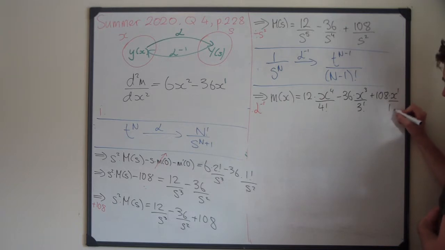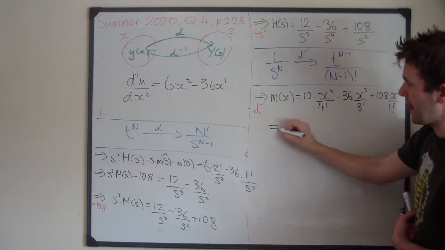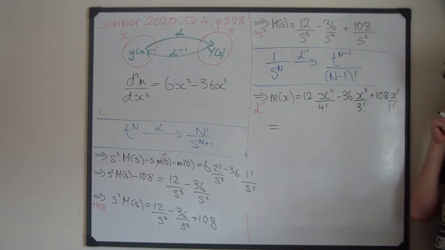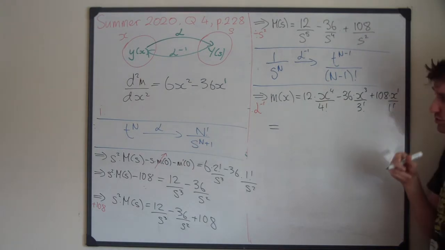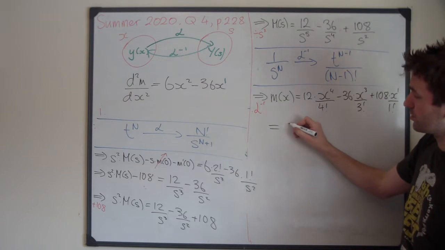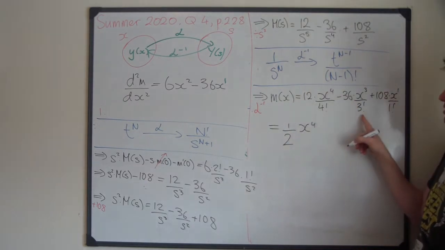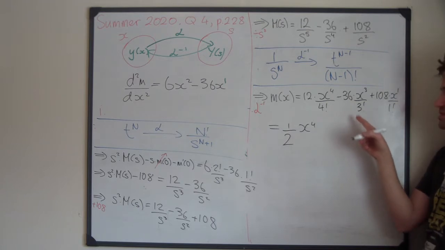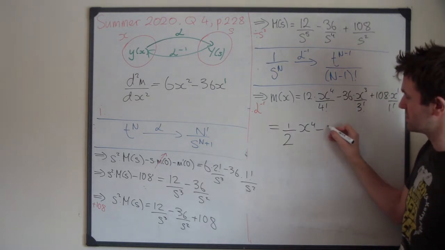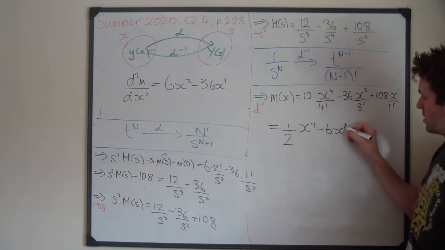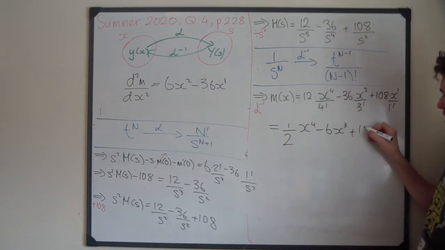And then we tidy this up. 4 factorial is 4 by 3 by 2 by 1, you can get it on the calculator, but it's 24. 12 over 24 is a half. 3 factorial is 3 by 2 by 1, which is 6. 36 divided by 6 is 6. Plus 108x.